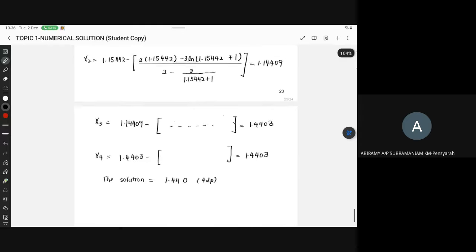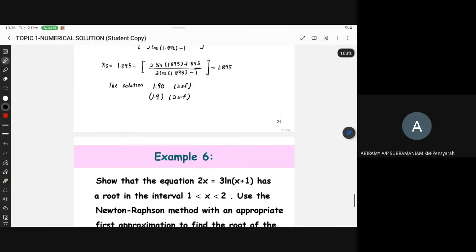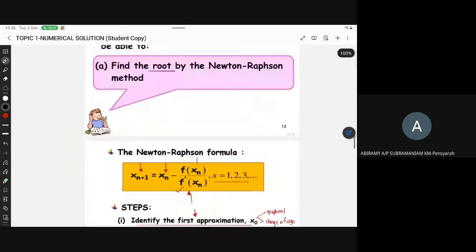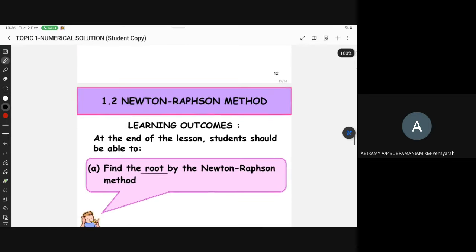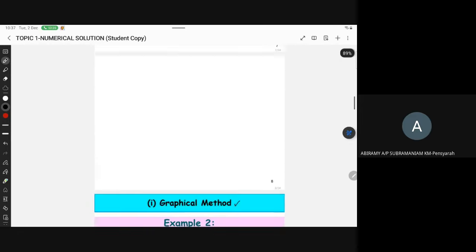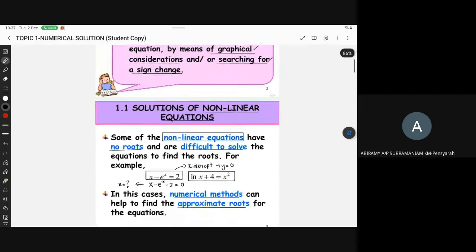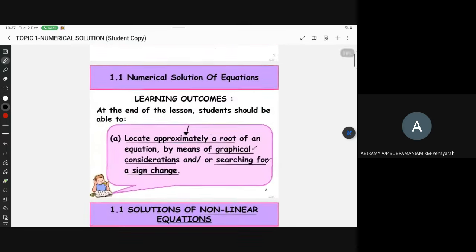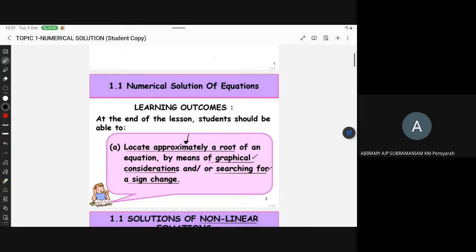Okay, thank you, students. So we have finished Newton-Raphson, and by finishing it, we have also finished chapter 1. I hope all of you are able to find a root by the Newton-Raphson method, and also are able to achieve the first learning outcome: locate approximately a root of an equation by means of graphical consideration or searching for a sign change. So I hope you are able to answer both the learning outcomes.